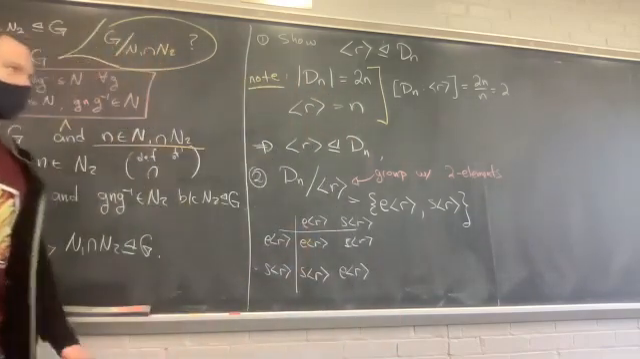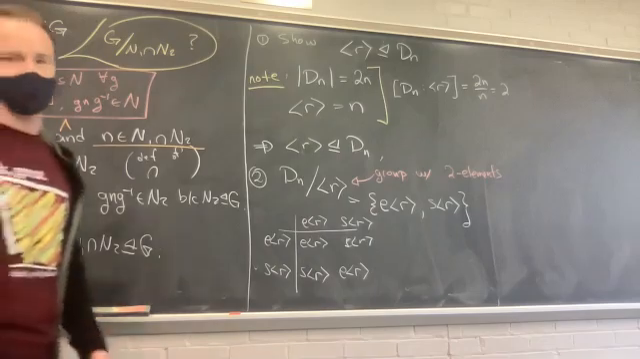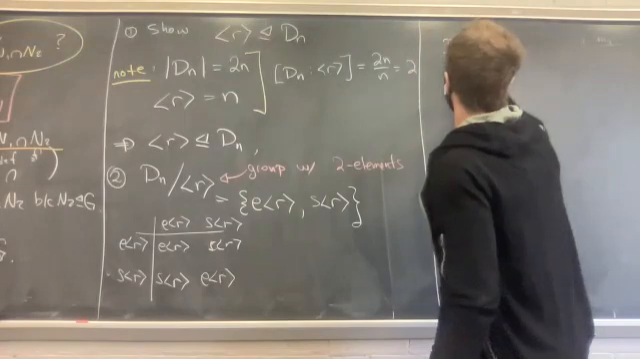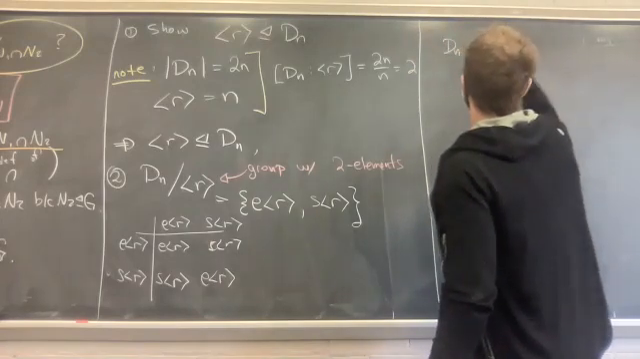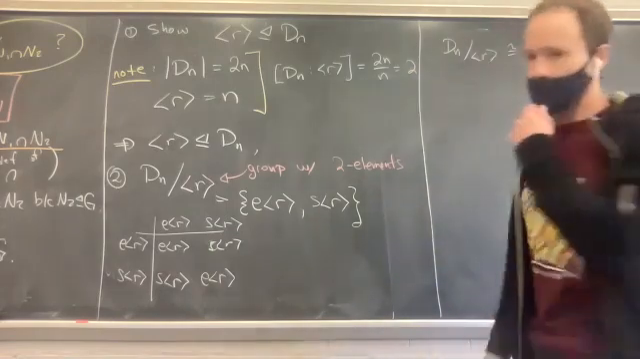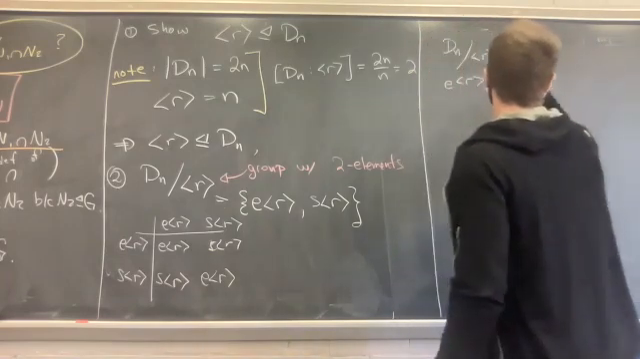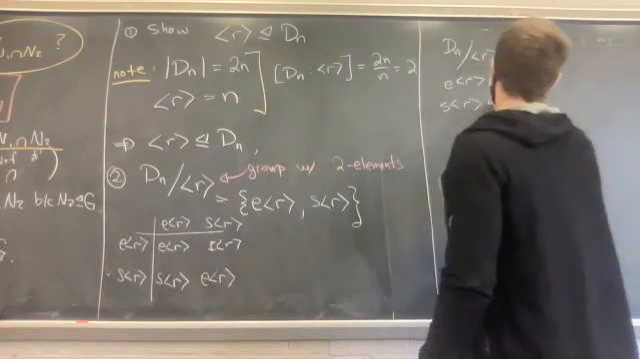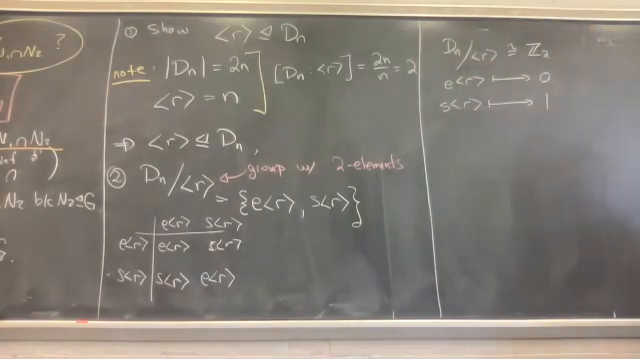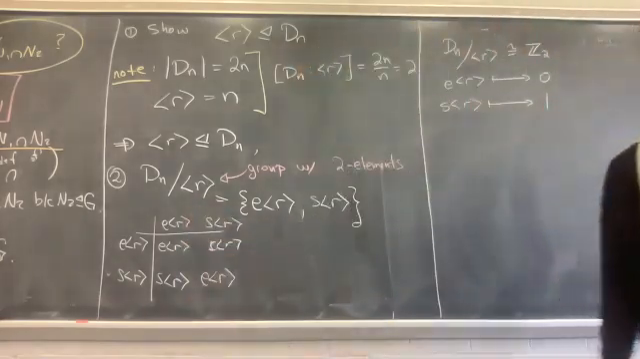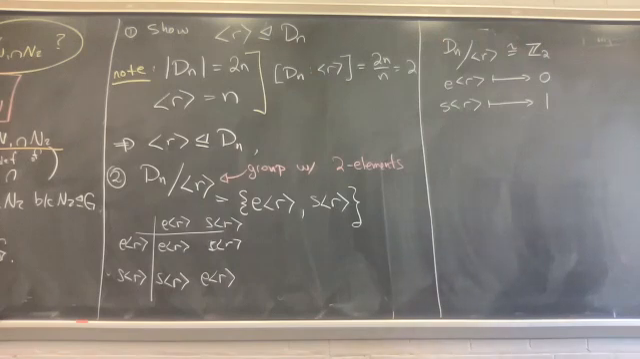So now that looks a lot like Z2, right? But there's only one group of order 2 and it's Z2. So not super surprising. So what do we have in the end? We have Dn mod R is isomorphic to Z2. And we can see that by taking the identity to 0, and this single reflection goes to 1. And then you can see that the tables overlap, so that's clearly the isomorphism.